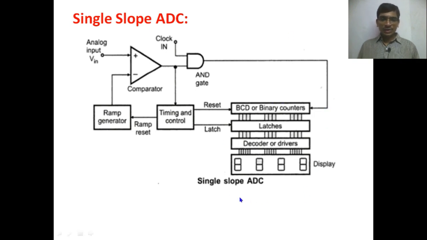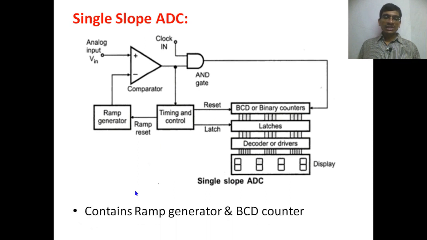This is the circuit. In this one, we are using the comparator, ramp generator, timing control, AND gate, BCD or binary counter, latch, decoder or driver, and the 7-segment display. This display is used to display the analog signal in the form of digital. So let us see the operation. It contains the ramp generator and BCD counter.